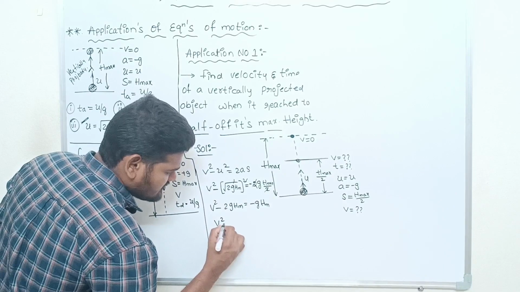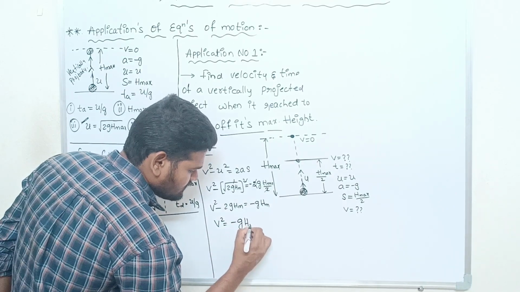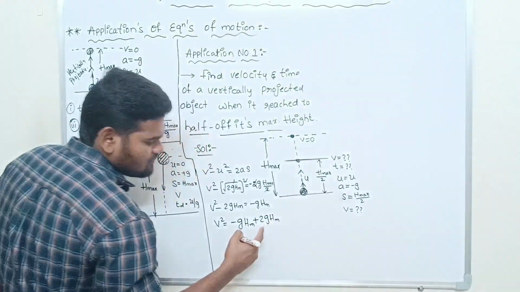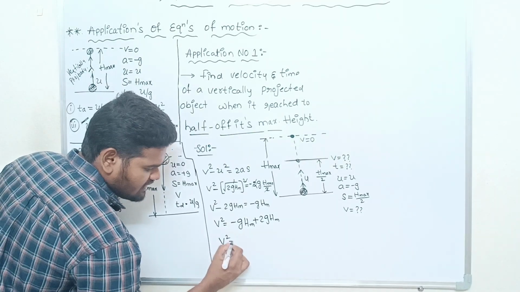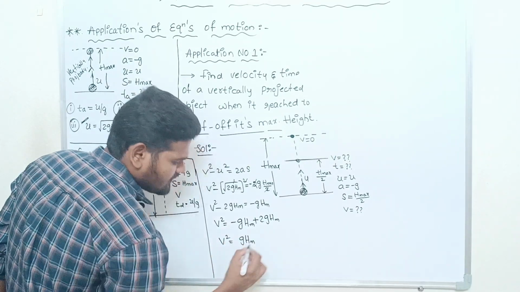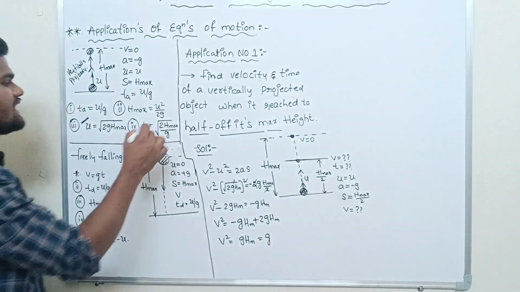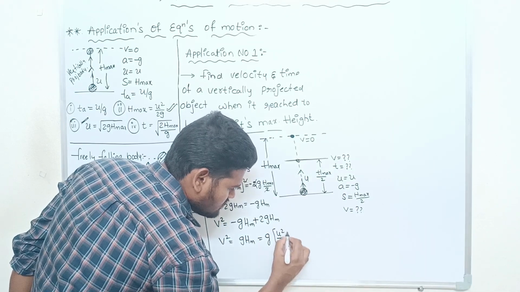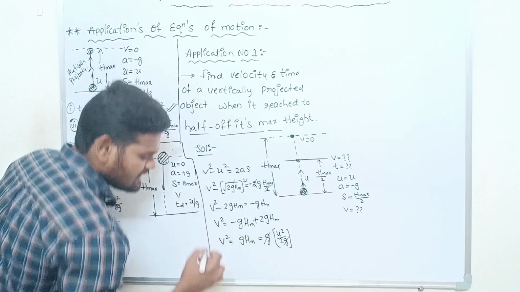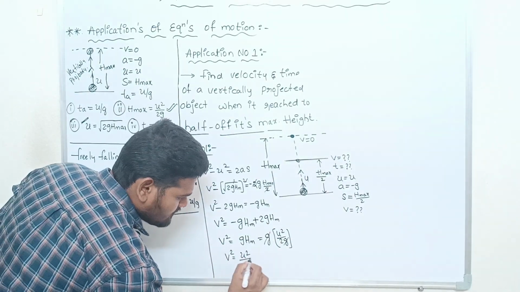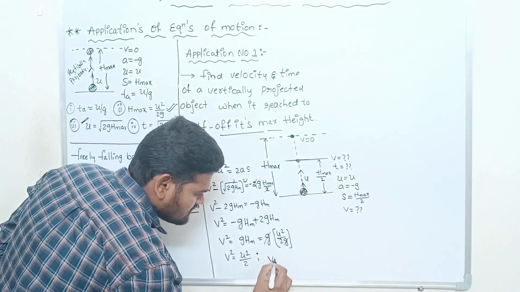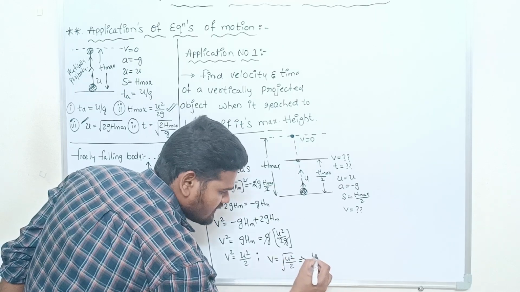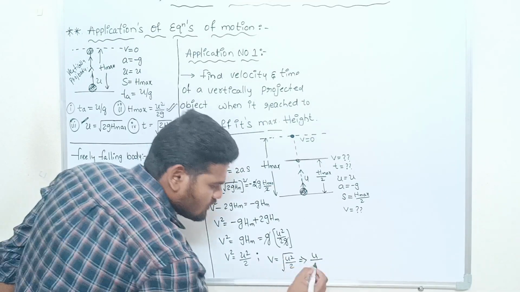From this we can write v square minus 2g h maximum is equal to minus g h maximum. When the term goes to the other side, it becomes plus 2g h maximum minus g h maximum, and we get g h maximum. This is equal to g into, what is the value of height maximum? u square by 2g. So g and g cancel out. We got v square is equal to u square by 2. When the square goes to the other side, it becomes root over u square by 2, so v is equal to u by root 2.